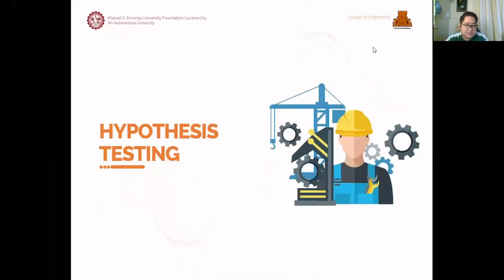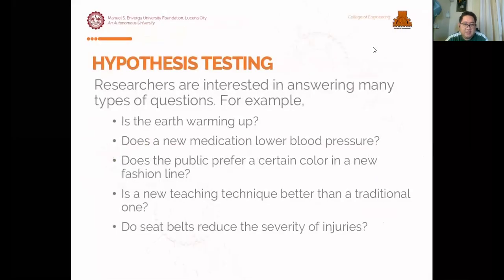Okay? So, hypothesis testing. So, researchers are more interested in answering many types of questions. For example, is the earth warming up? So, does a new medication lower blood pressure? Does the public prefer a certain color in a new fashion line? So, is a new teaching technique better than a traditional one? Or do seat belts reduce the severity of injuries?